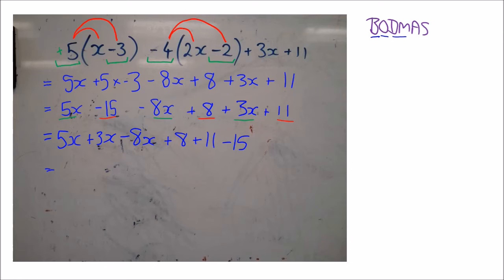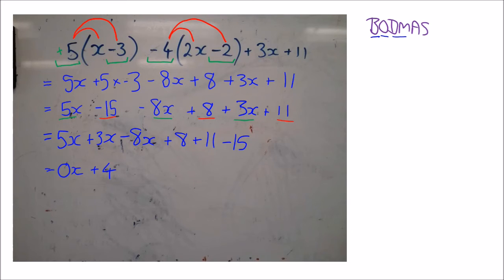So like I said before, we've just got to add up the coefficients here of the x's. So 5 plus 3 is 8. Now minus 8 is 0x. Now I don't have to write 0x, but I want to tell you about it in a moment. 8 plus 11 is 19. Minus 15 gives us 4, so positive 4.